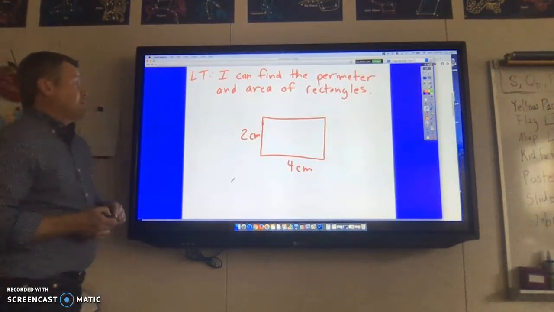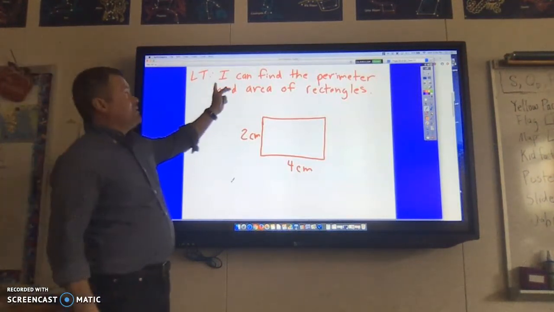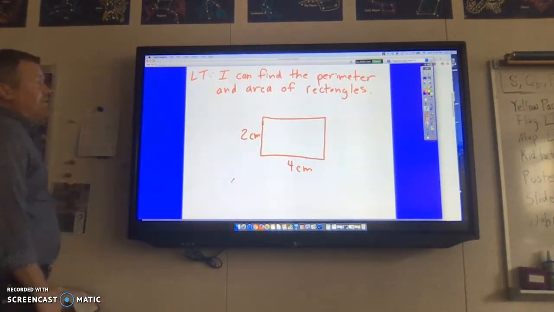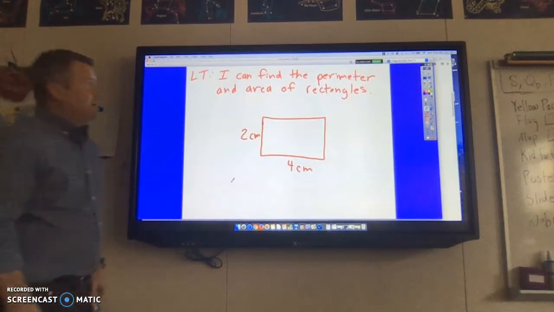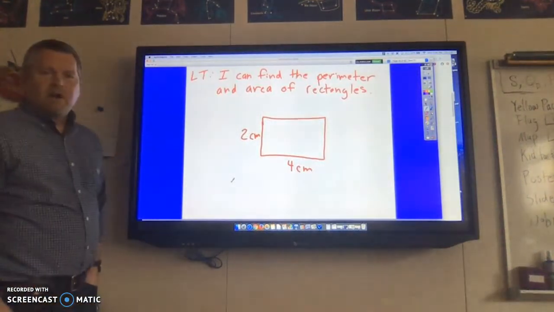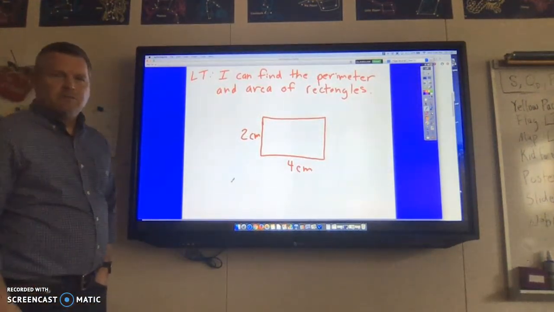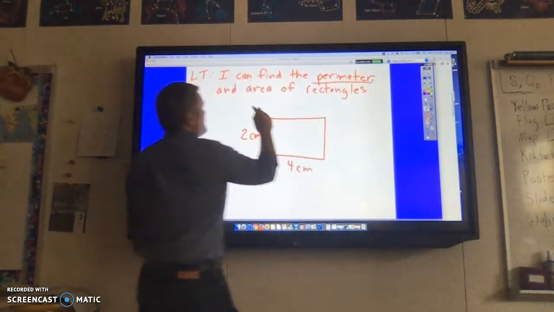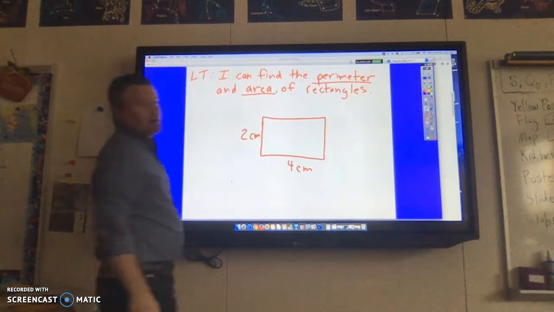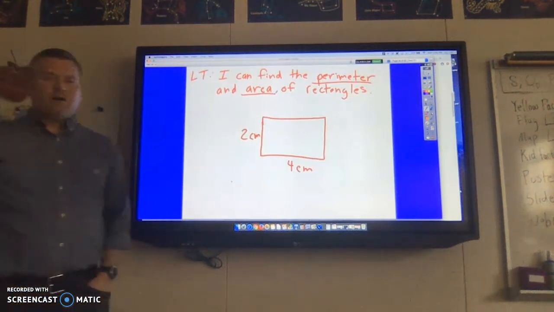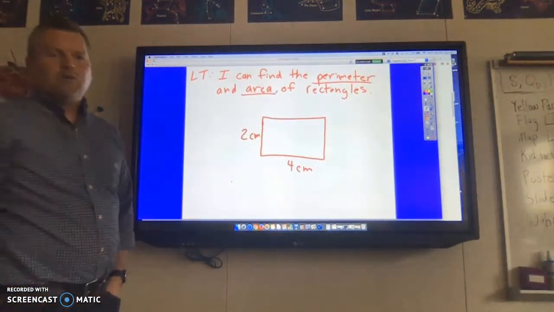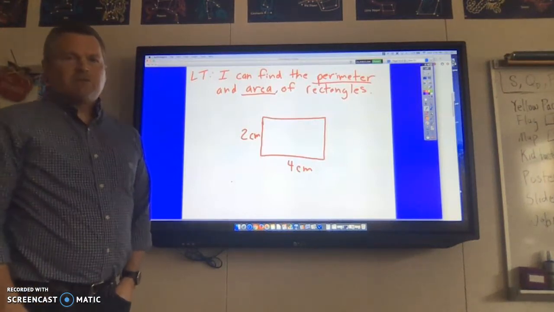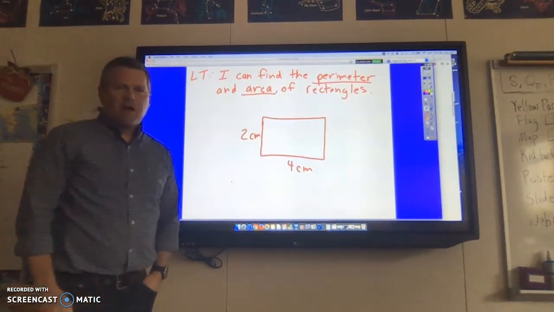All right, let's start with our learning target. Please get this into your notebook right away so that you have it with this lesson. I can find the perimeter and area of rectangles. Go ahead and write that down. Through this lesson, we're going to talk about what perimeter and area are. If you feel like this lesson is review, that's correct, it is, but it's going to help us with some of our harder topics that are coming up.